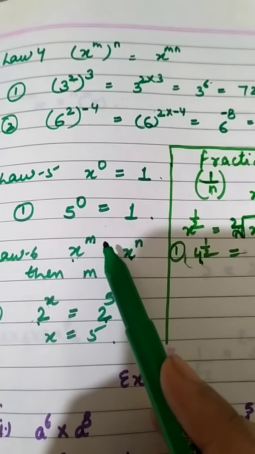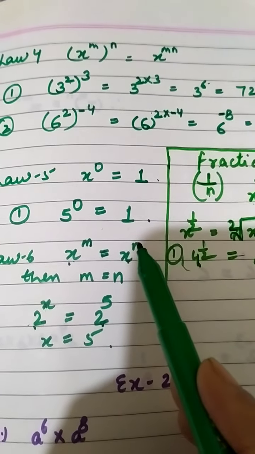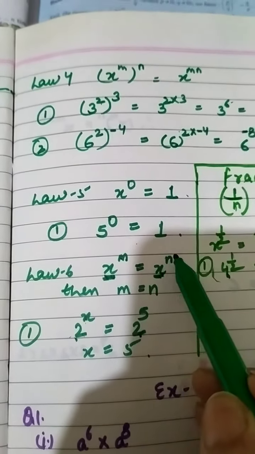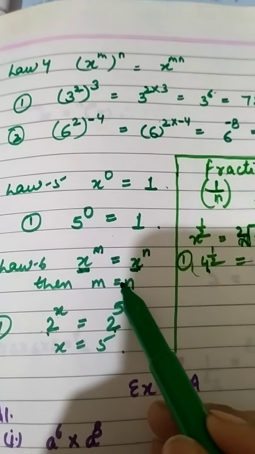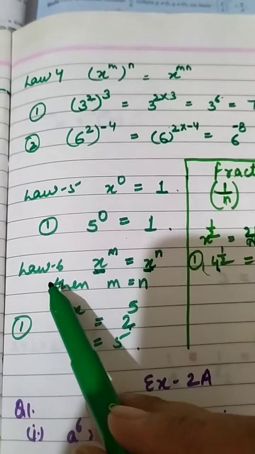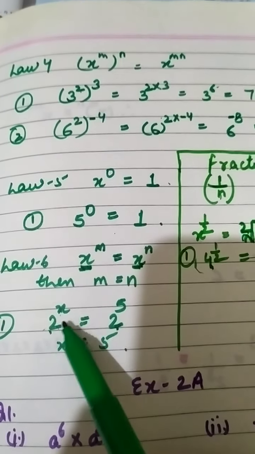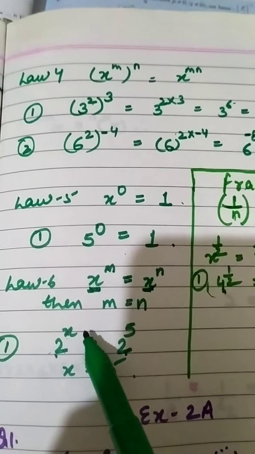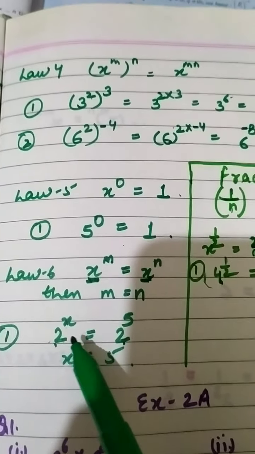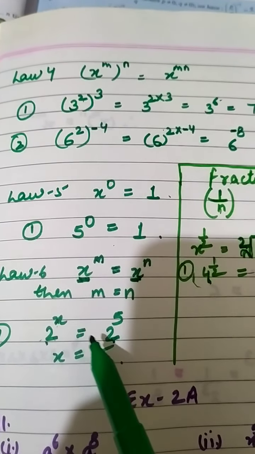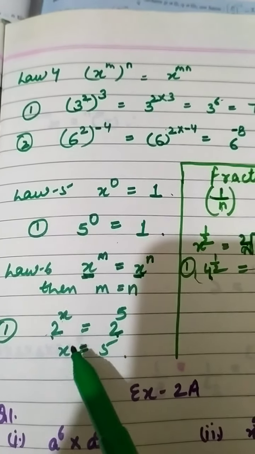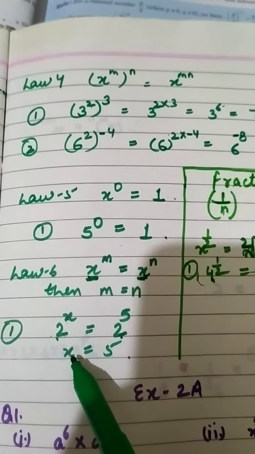Now comes to law 6. If x raised to the power m equals to x raised to the power n, means children, if bases are same, so powers will be separated by equal sign. This is very important law. It comes in your exercise when it has been asked find the value of x. When they ask to find the value of x, then how you will find? Means 2 raised to the power x equals to 2 raised to the power 5. Then what will be the value of x? X equals to 5. Okay, then value of x will be 5.